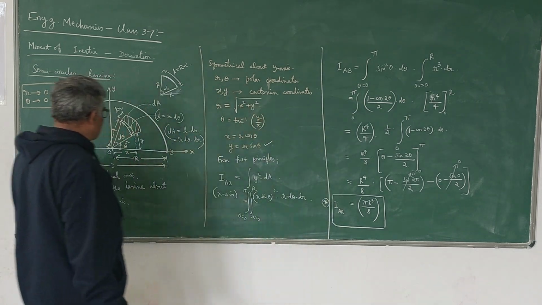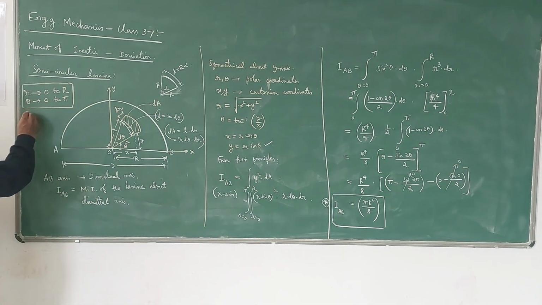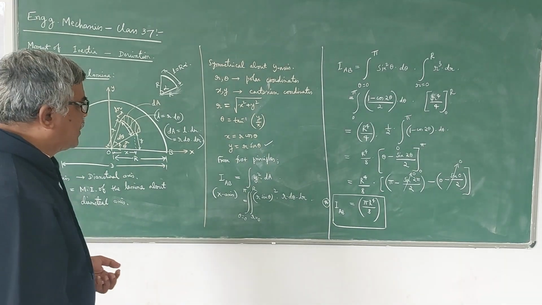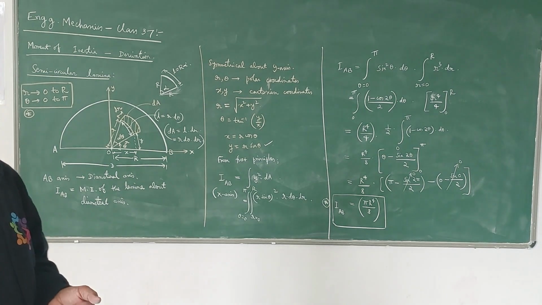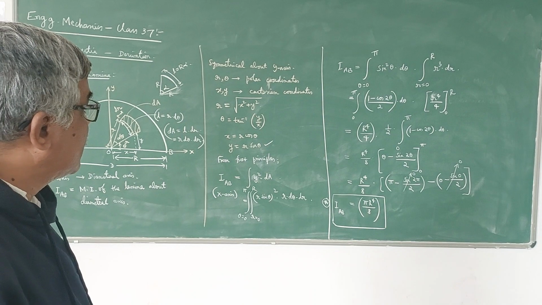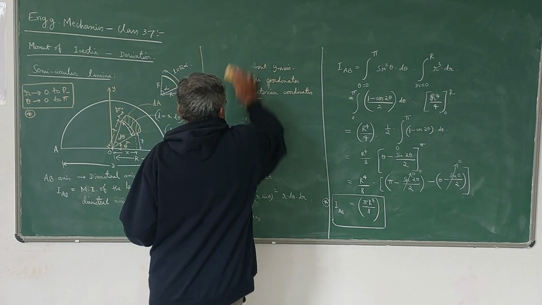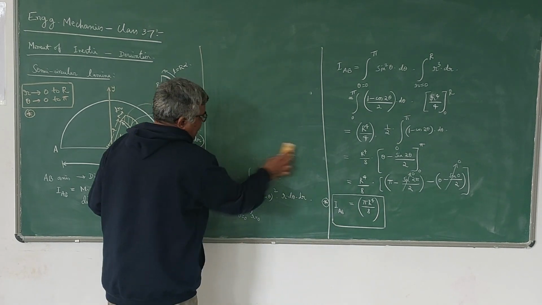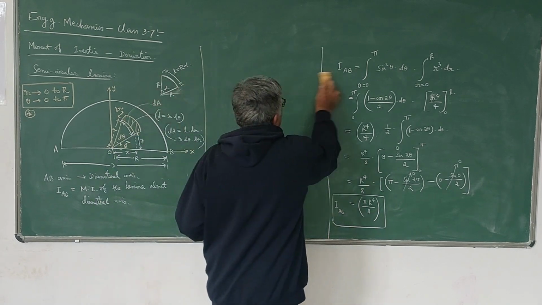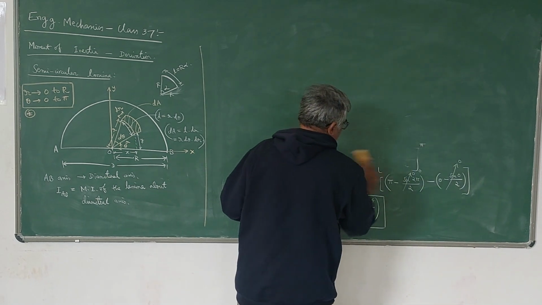This is how we have to do it. Please note that the limits of integration vary from 0 to capital R for r and 0 to pi for theta. Now the same thing can be used for deriving the moment of inertia of a circle as well as a quarter circle. Of course, before that, I will take up the moment of inertia of the semicircle about its centroidal axis, since sometimes that is also required for doing problems.